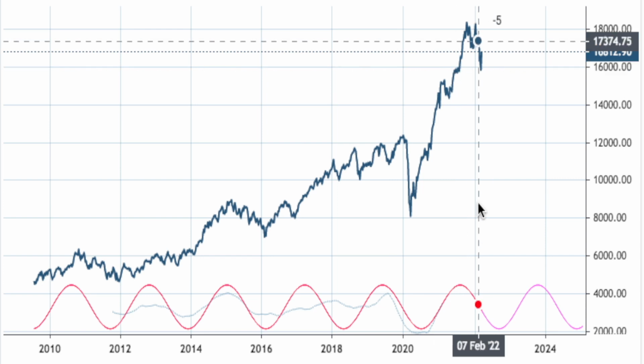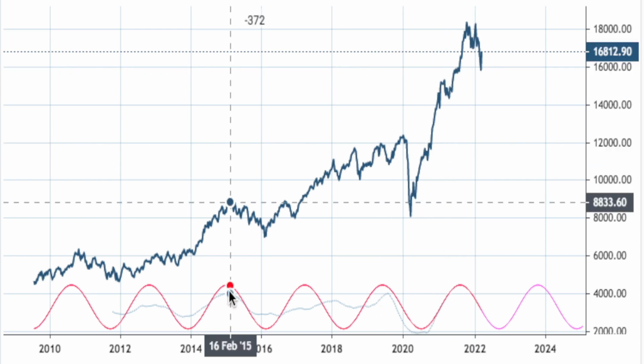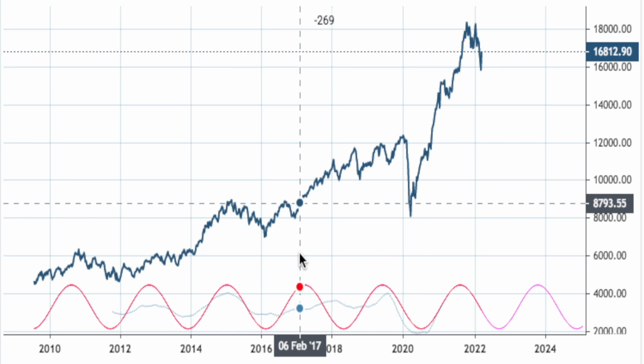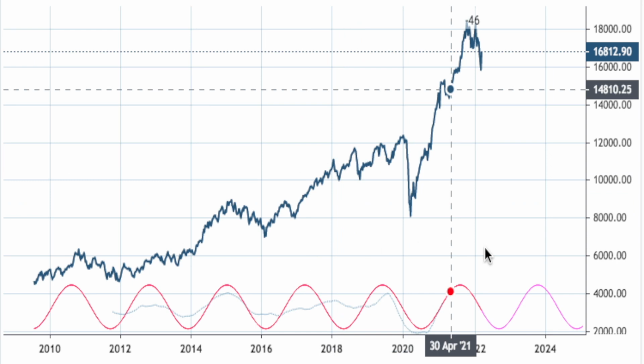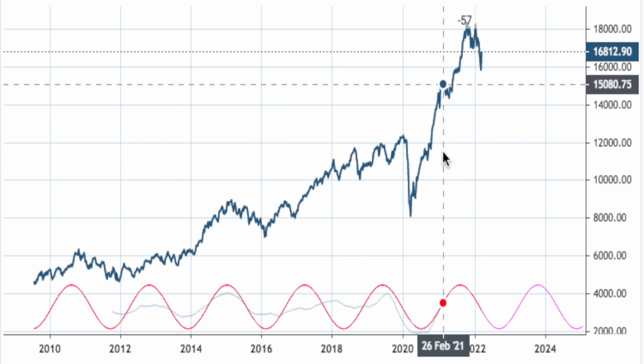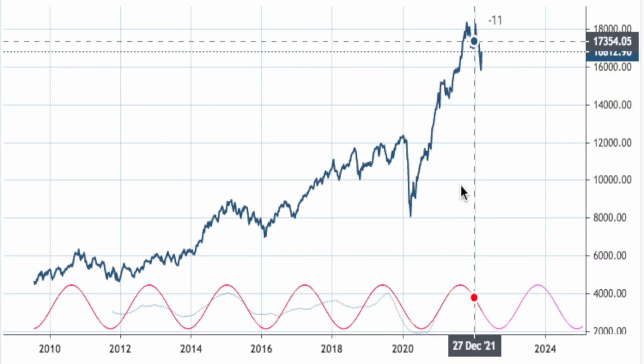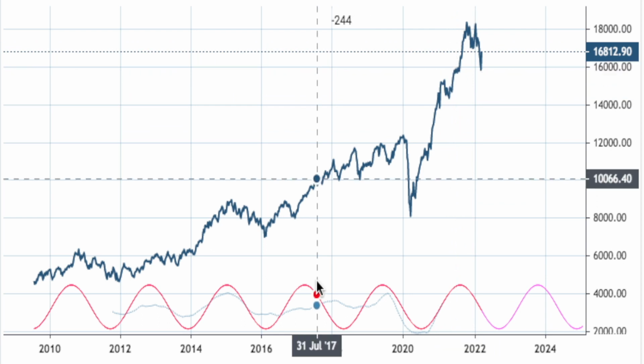Hey guys, today is March the 18th of 2022, and I wanted to go over the Nifty 50 using cycle analysis. I wanted to give my brothers and sisters in India an update on the Nifty 50. So without any further delay, let's get into it.